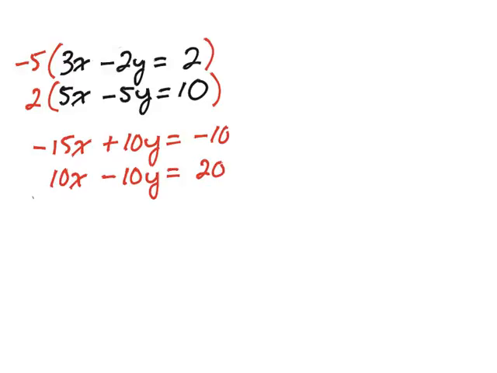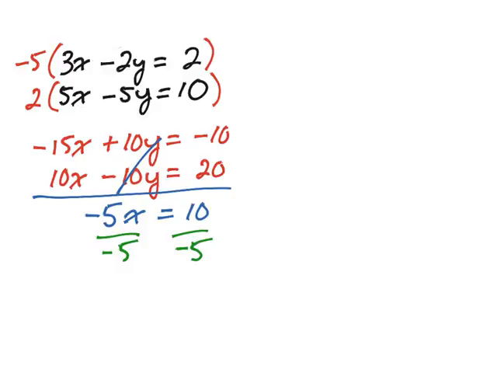Now, I can combine these two equations together. The y's will cancel each other out. Positive 10y and negative 10y, they cancel each other out. And so now I have here negative 15x plus 10x is negative 5x. And negative 10 plus 20 is positive 10. And finally here, just go ahead and divide both sides by negative 5. And positive 10 divided by negative 5 is negative 2.